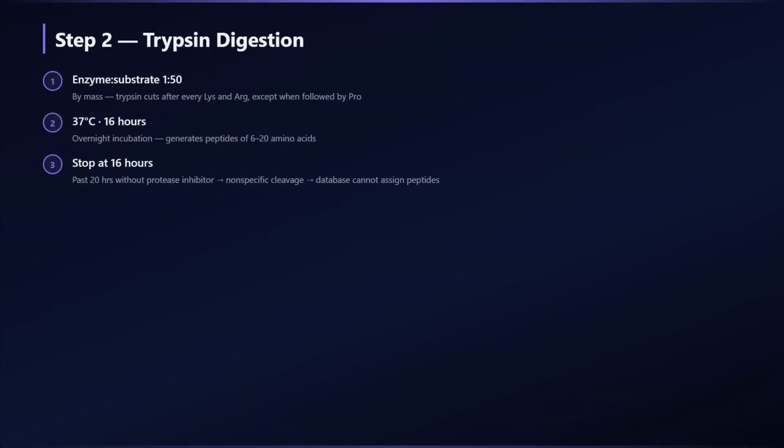Enzyme to substrate ratio 1 to 50 by mass. 37 degrees, 16 hours overnight. Trypsin cuts after every lysine and arginine, except when followed by proline. This generates peptides of 6 to 20 amino acids, the range the LC column and mass analyzer were both designed for. Stop at 16 hours. Past 20 hours without a protease inhibitor, you get non-specific cleavage events that the database will not assign.